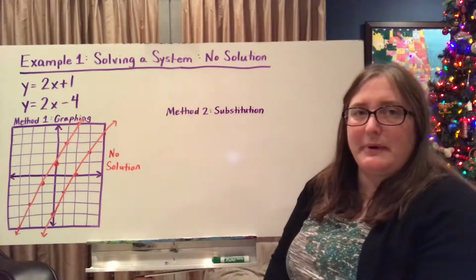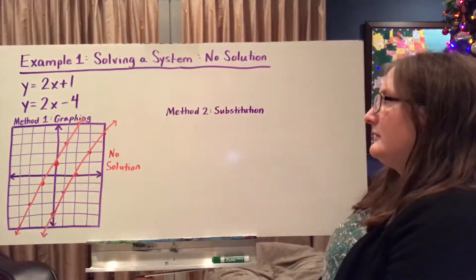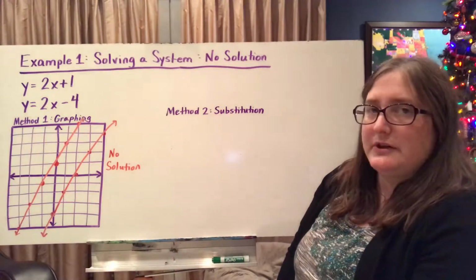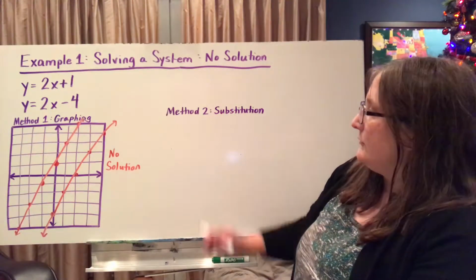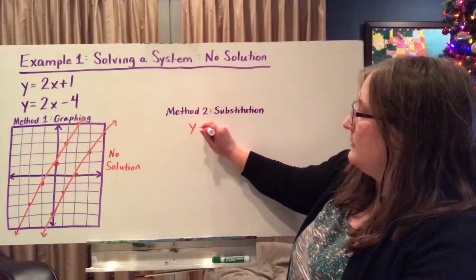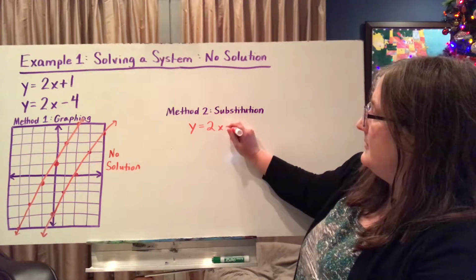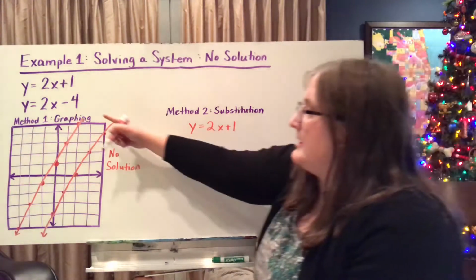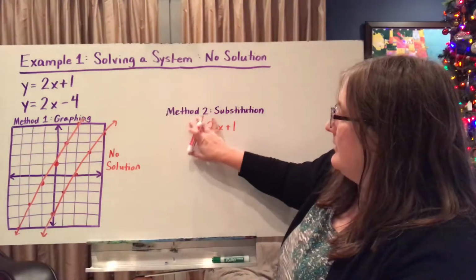But let's test it out by actually solving this system using another method. Let's also use substitution. Both of these are solved for y. So I'm going to start with y equals 2x plus 1, my first equation, and for this y, I'm going to substitute in 2x minus 4.